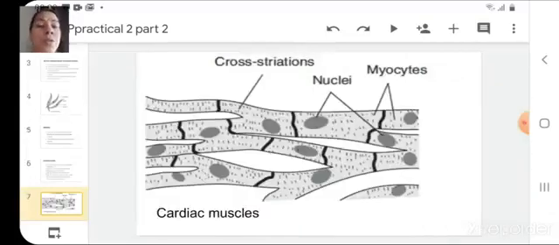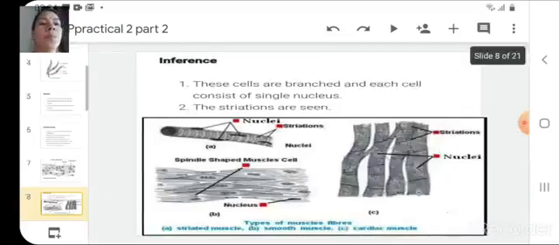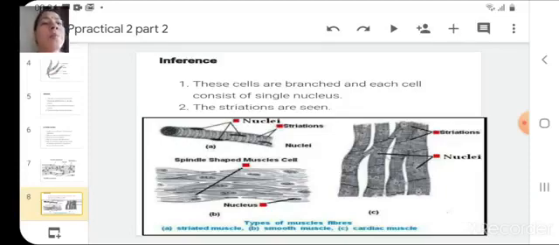So here is the structure of these cardiac muscles. You can see these are a branched structure, and some faint dark and light bands are there. So cross striations are present in it. Inference of these cardiac muscles: these cells are branched, and each cell consists of a single nucleus. The striations are seen.